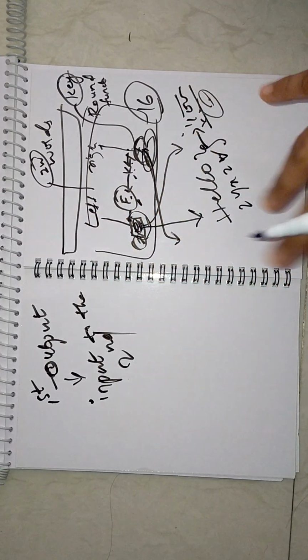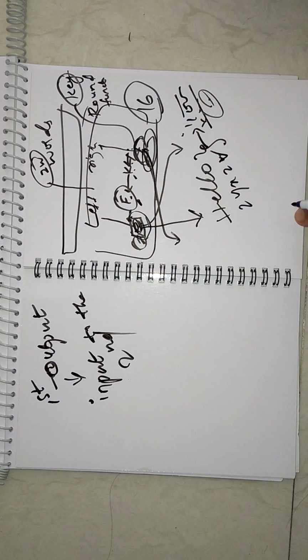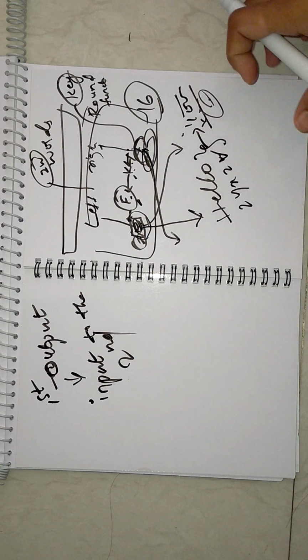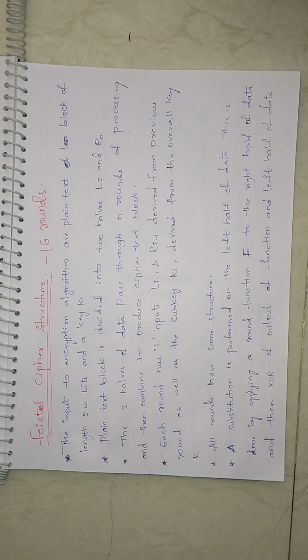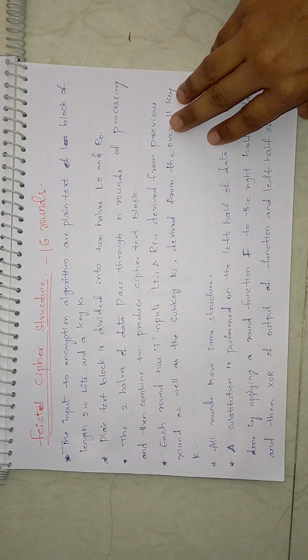This is what happens in the Feistel cipher structure. It's clear, I guess. If not, please pause the video and listen to it again. I'll explain in some time more clearly with the diagram as well. I explained that because that's the basic procedure of how it happens in the complete Feistel cipher structure.